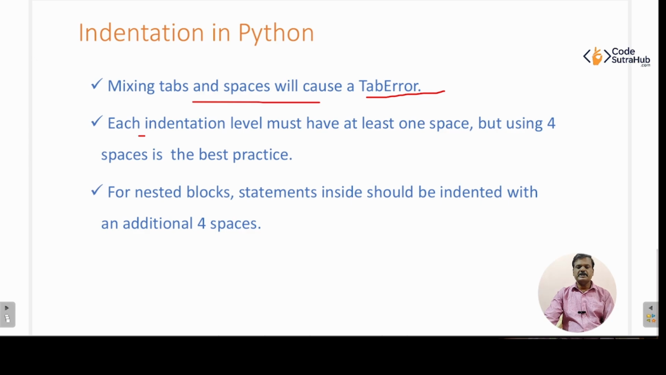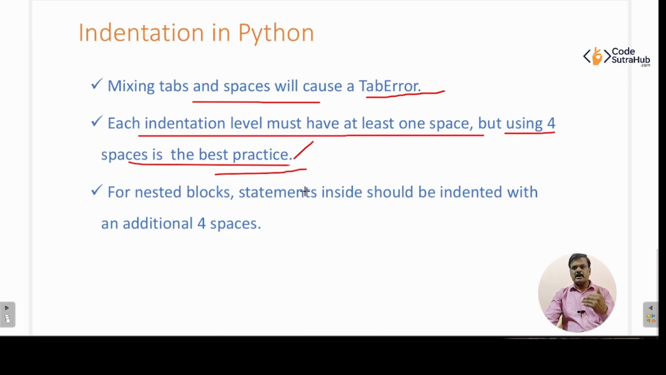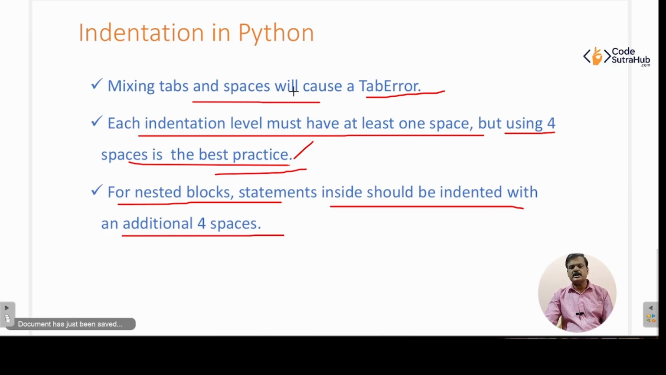Next, each indentation level must have at least one space, but using four spaces is best practice. If you start a new block, then giving a single space is sufficient, but using four spaces is best practice. Next, if you write a block within another block, that means a nested block, the statement inside should be indented with an additional four spaces. By following these indentation rules, we need to write a Python program.